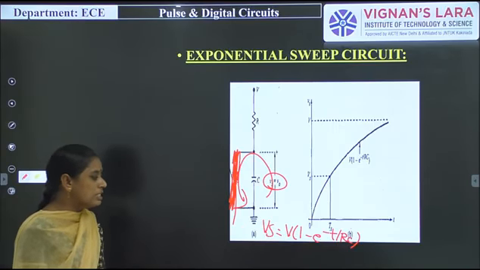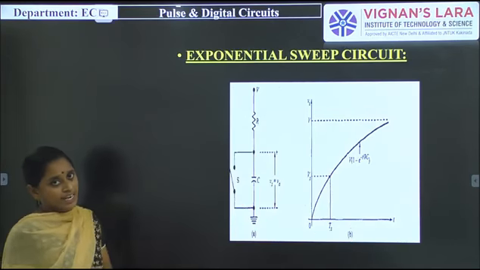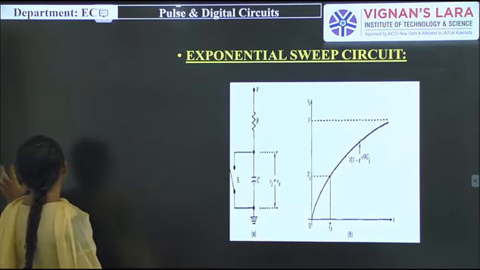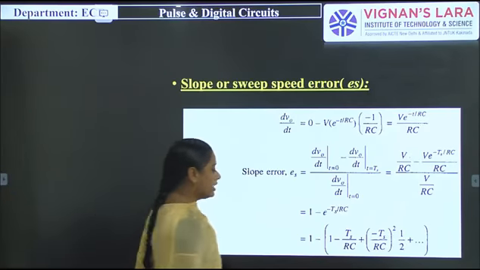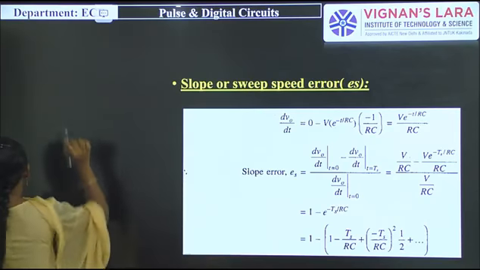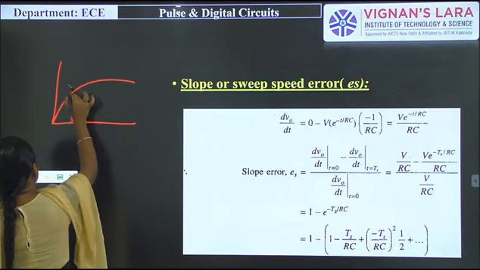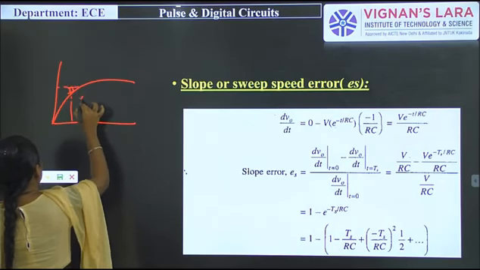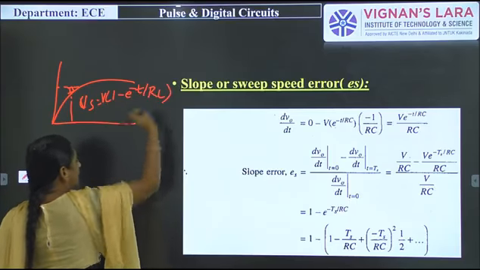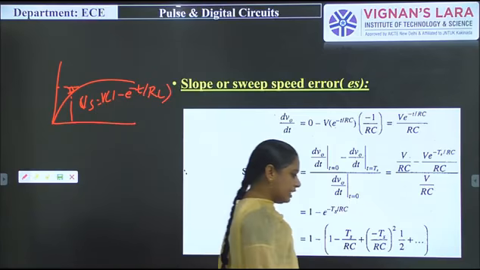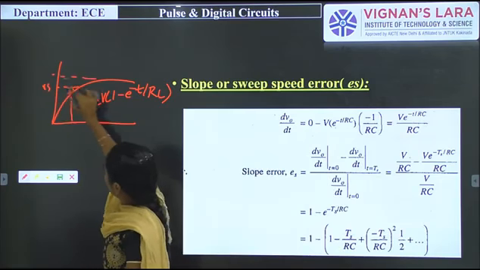The output will be like this. For this we have to find the slope error, the displacement error and the transmission error. First we find the slope error for this particular thing. As we know, the output will be like this: Vs is equal to V into 1 minus e power minus t by RC. So at t is equal to Ts, the voltage will be Vs and the final voltage will be V.